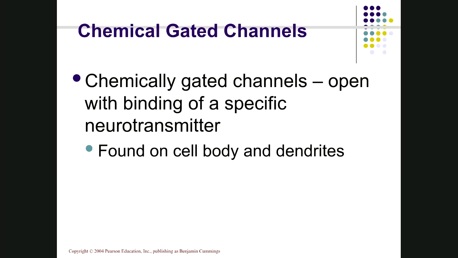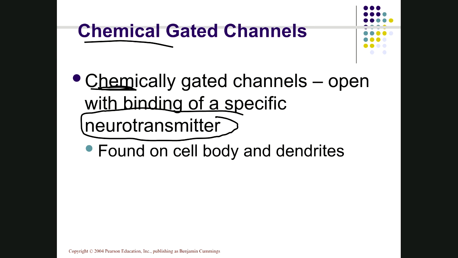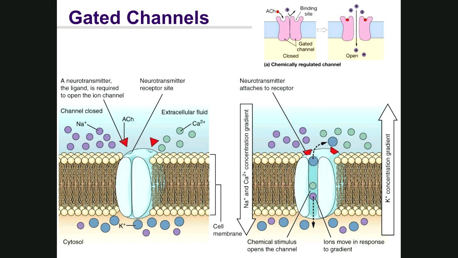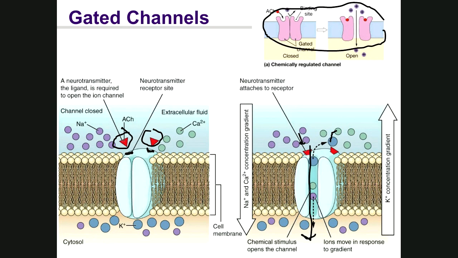So if you look at chemical gated channels, it's a chemical. It's a neurotransmitter. And the neurotransmitter is going to bind to the channel, and then the channel is going to open. So look, there's the neurotransmitter. Right there's a little receptor where it has to bind. It's like a lock and a key. So you put the key in the lock, and the channel opens. And then ions can move, just like this up here.